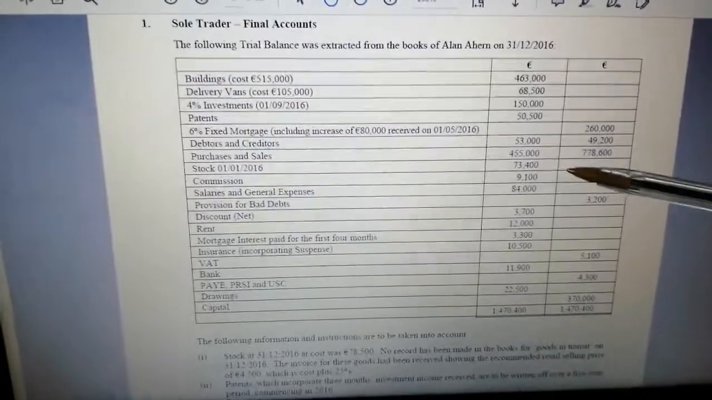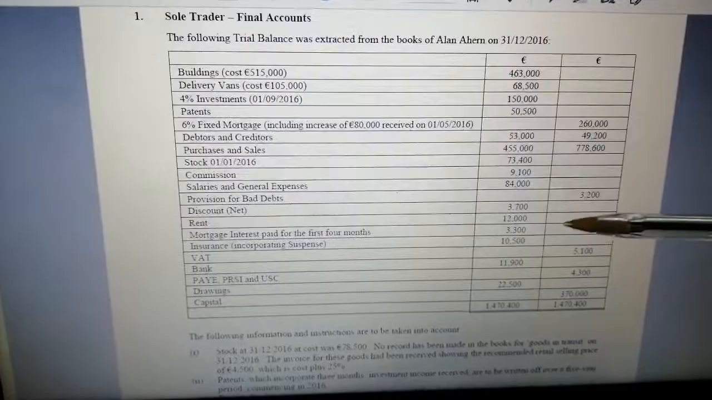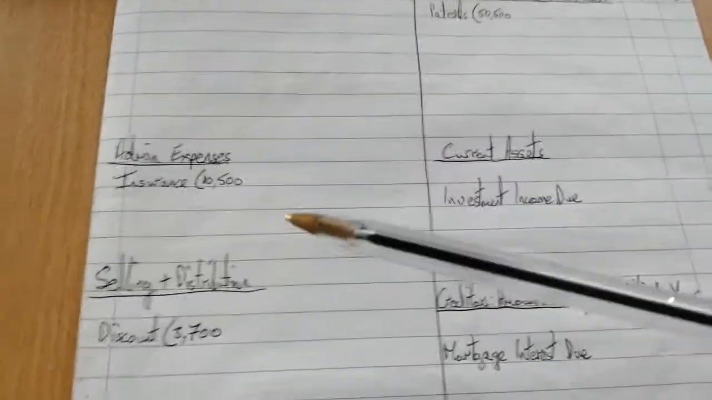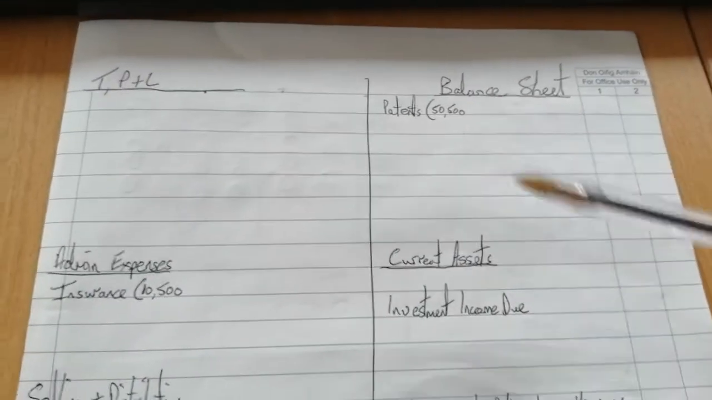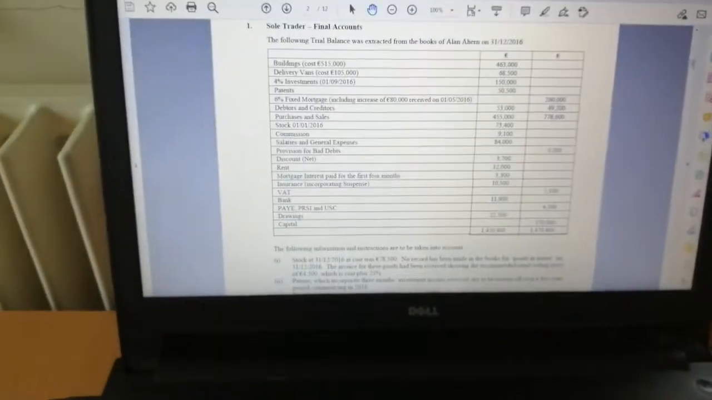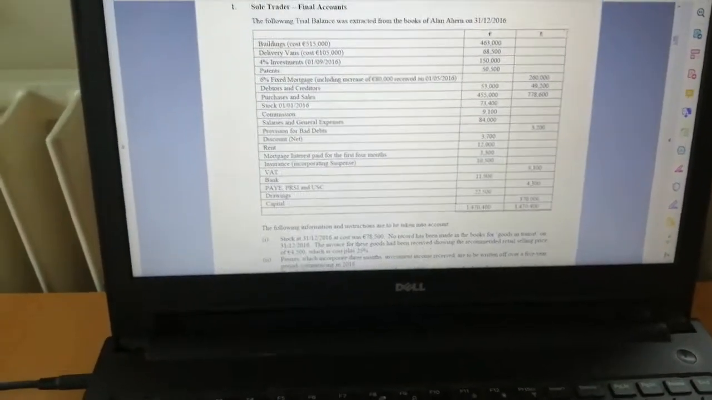version here. In order to do those little sections of it, what I've done is I've created part of a trading profit and loss and balance sheet, just putting in the things that you would put in at the very beginning when you're taking all of the information from the trial balance here and beginning your workings. Okay, so I didn't put everything in, just things that I'll need for these workings.